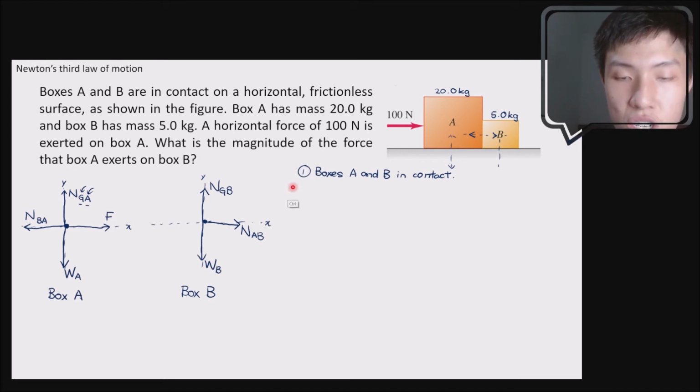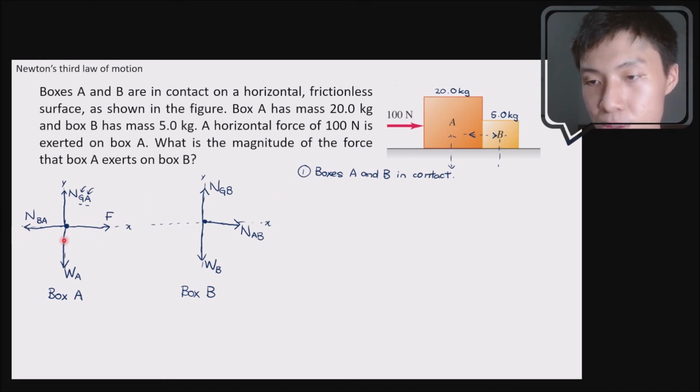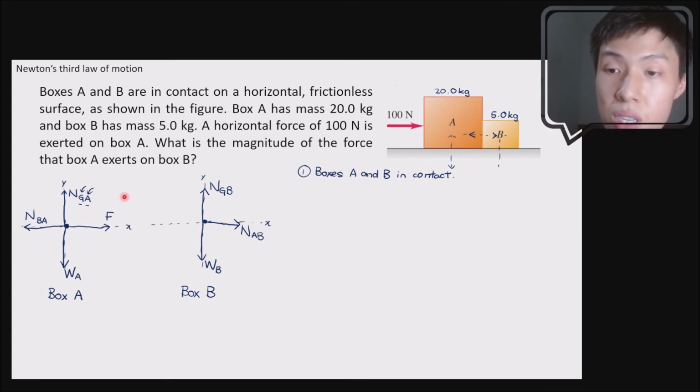But which dimension should we analyze for box A? There's forces happening in the X dimension, there's forces happening in the Y dimension. But as you can see, this force that we are interested in is in the X dimension, so probably we should analyze the X dimension first. Then only after that, if there's any issue, will we go for the Y dimension. Okay, so let's start.